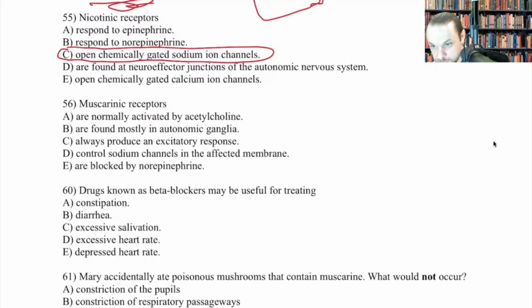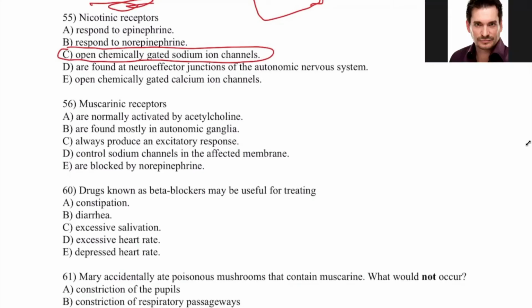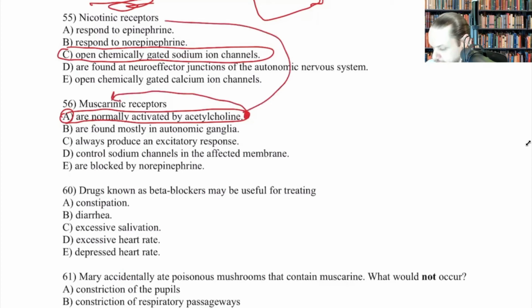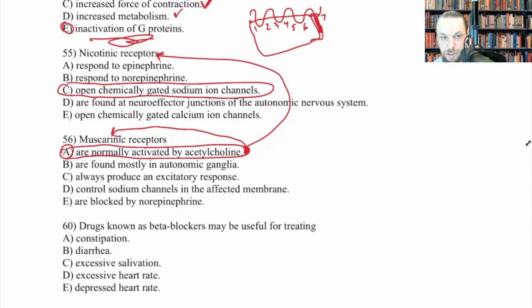All right, 56. Unless you guys raise your hands, I'm going to call on you. So I'm going to go back with Ian. Muscarinic receptors, A, are normally activated by acetylcholine. Very good. Acetylcholine is correct. This transmitter activates muscarinic and also nicotinic. So remember: acetylcholine, nicotinic, muscarinic.